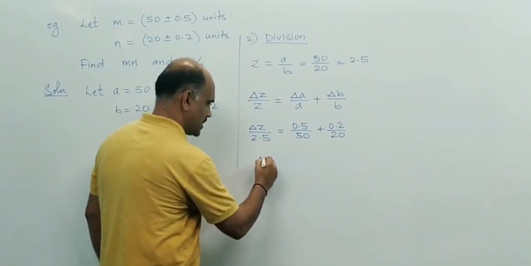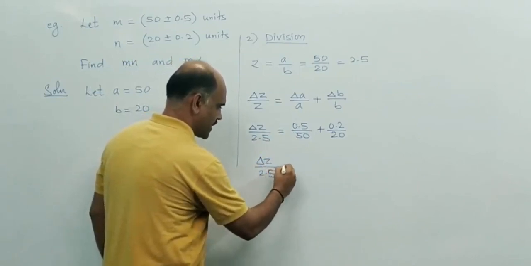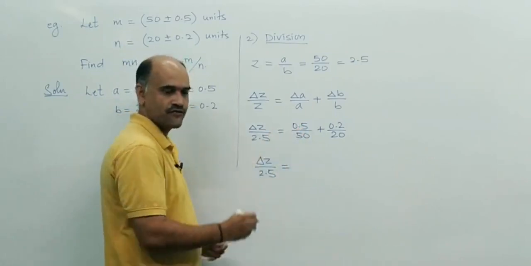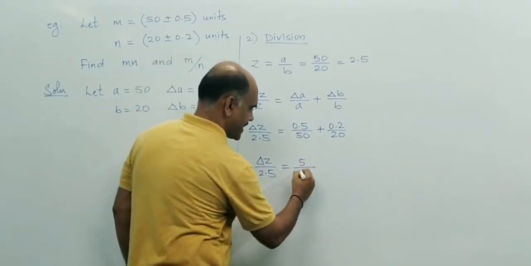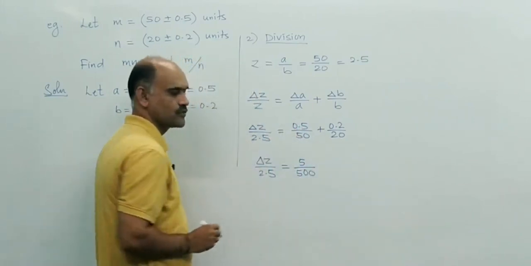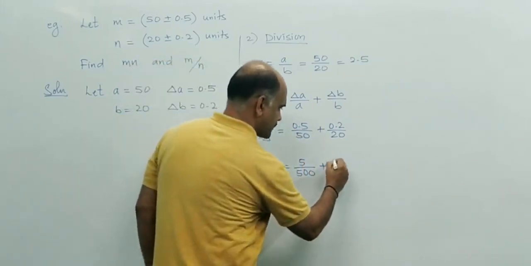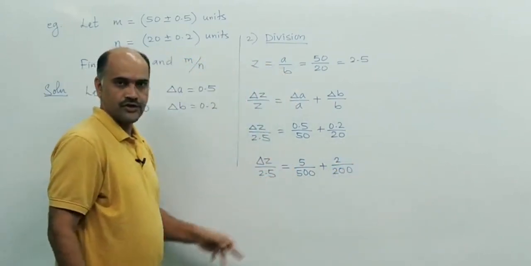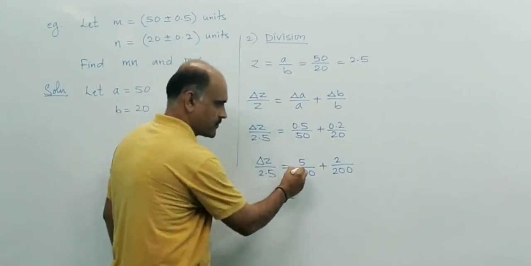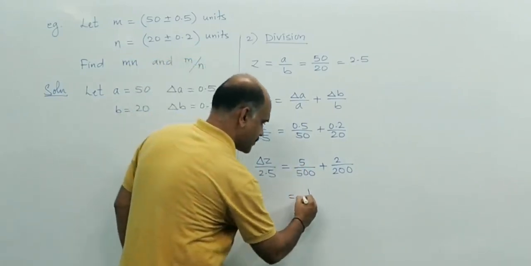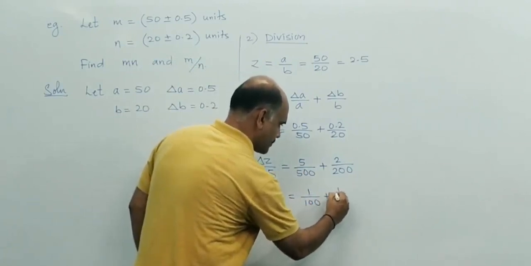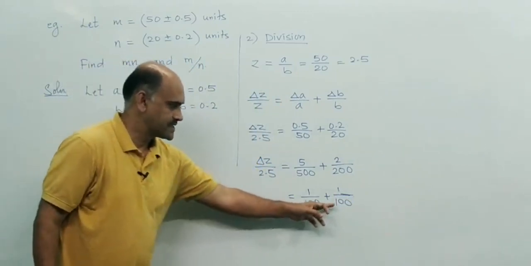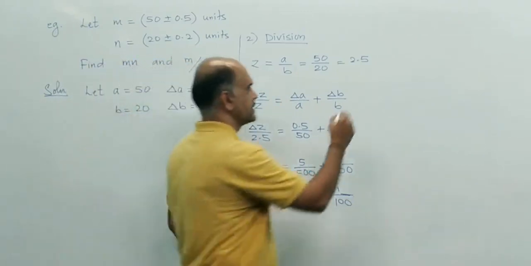So you will have delta Z divided by 2.5 is equal to 0.5 divided by 50. For ease, this can be written as 5 divided by 500. I have removed the point. Similarly this will be 2 divided by 200. So now if you simplify, 5 divided by 100 is nothing but 1 by 100. This is also plus 1 by 100. So the LCM is the same, I can add these two.